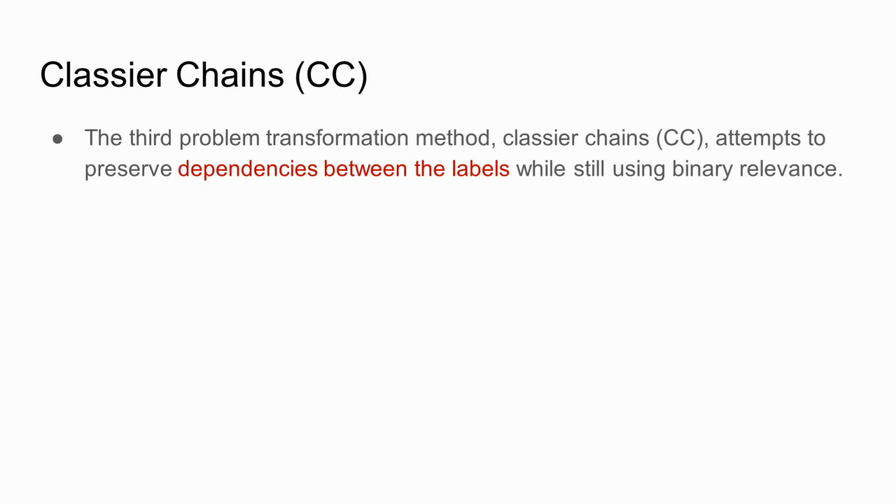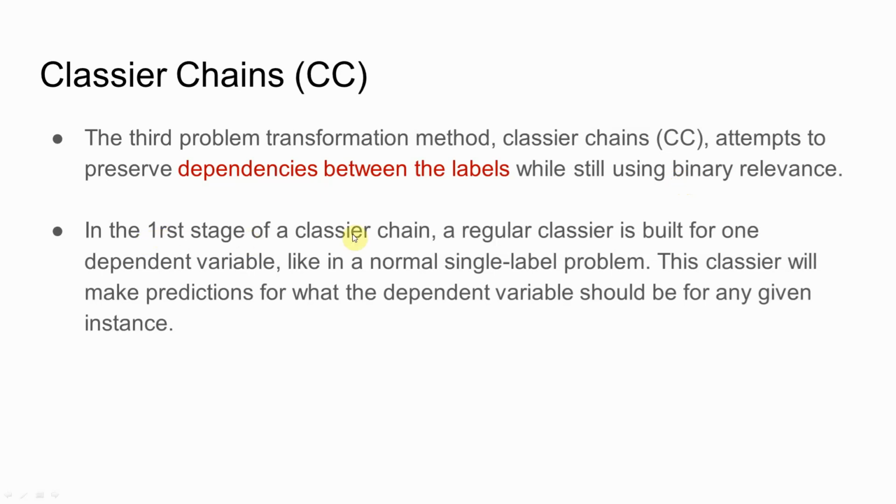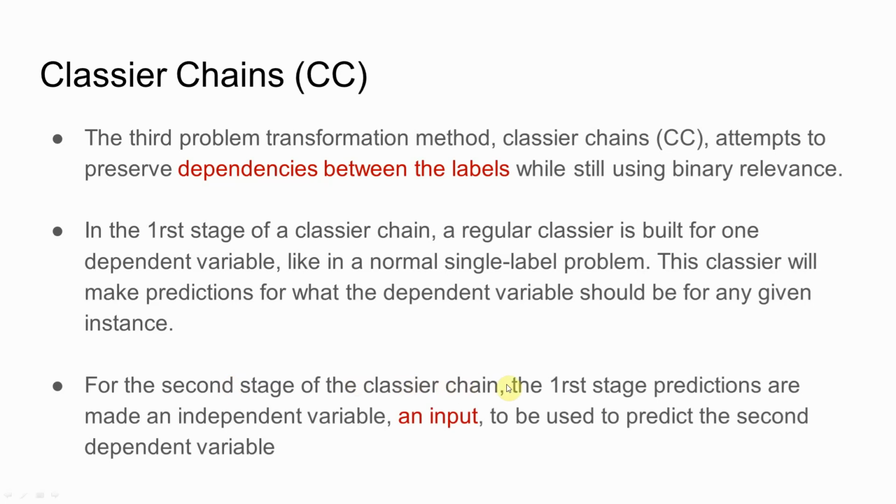The next one is what we call classifier chains. What they're trying to do is connect the labels together. It attempts to preserve the dependencies between the labels while still using binary relevance. In the first stage of the classifier chain, we are not going to do anything special. We try to predict the first label. And once we get that first label, we use that predicted information, and the classifier will make predictions for the next label. So for the second stage of the classifier chain, the first stage predictions are made an independent variable, an input. So we want to take that prediction as an input.